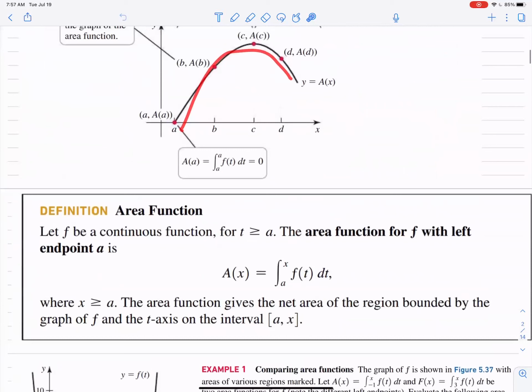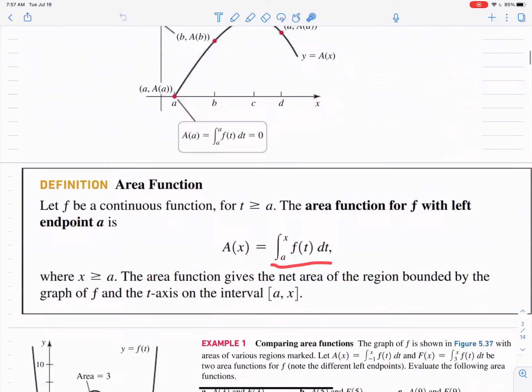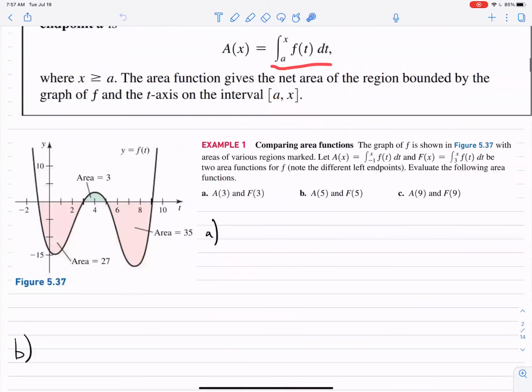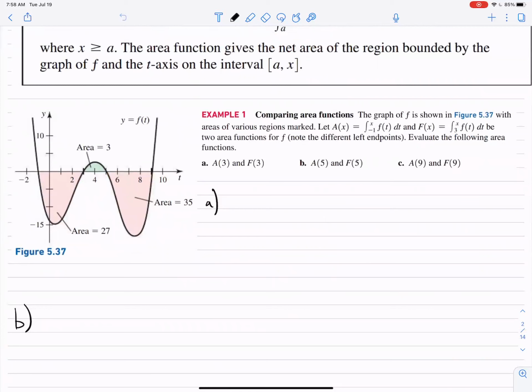So here's the exact definition of the area. f is a continuous function. Then for any t to the right of a, we can define the area function with left endpoint a as this definite integral. Let's use that to try some things and compare some area.